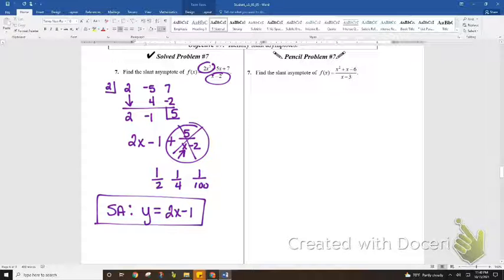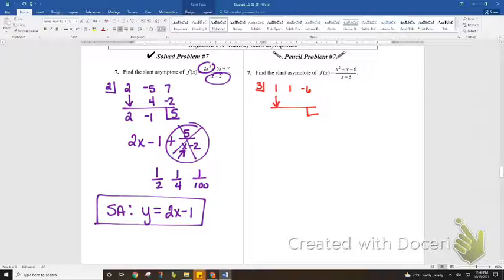So let's try that on Pencil, problem number 7. Alright, so let's see. Does a slant asymptote exist? We have x squared and x. Top is bigger than the bottom by 1. So there is a slant asymptote. It is just x plus or minus an integer, so therefore I can use synthetic division. So it's x minus 3. So I'm going to put a positive 3 up here. We have our 1x squared, our 1x, and a negative 6.